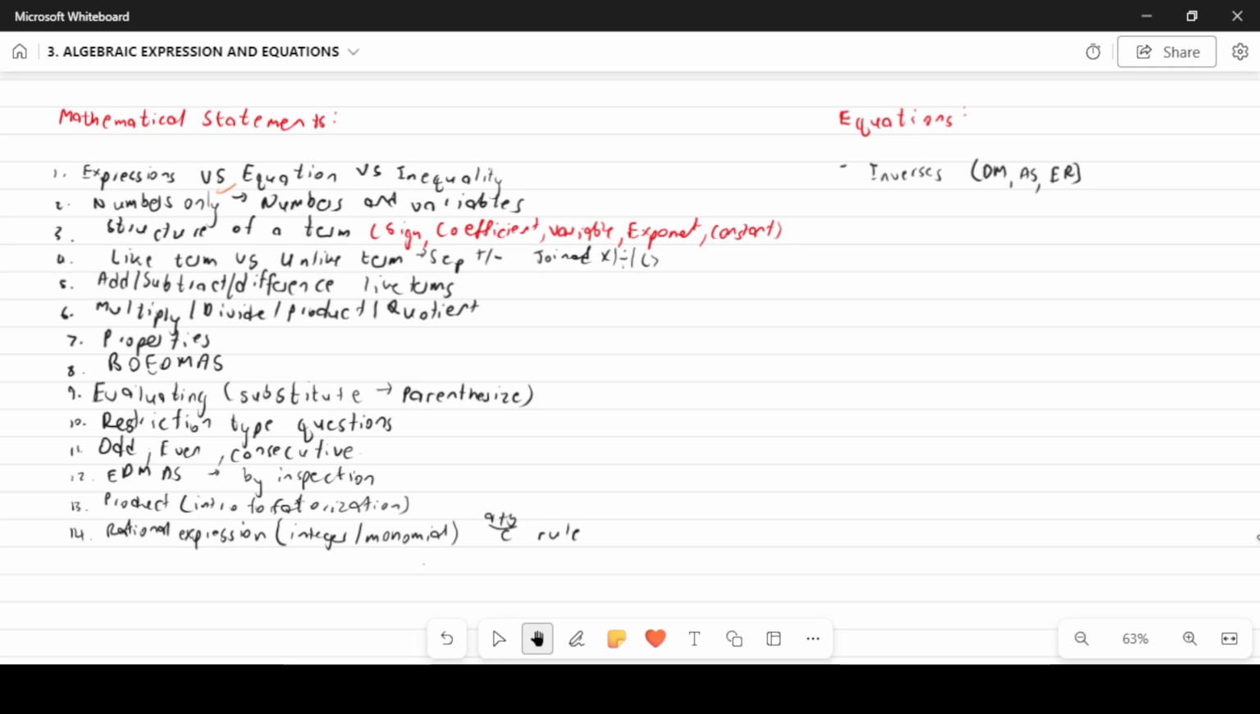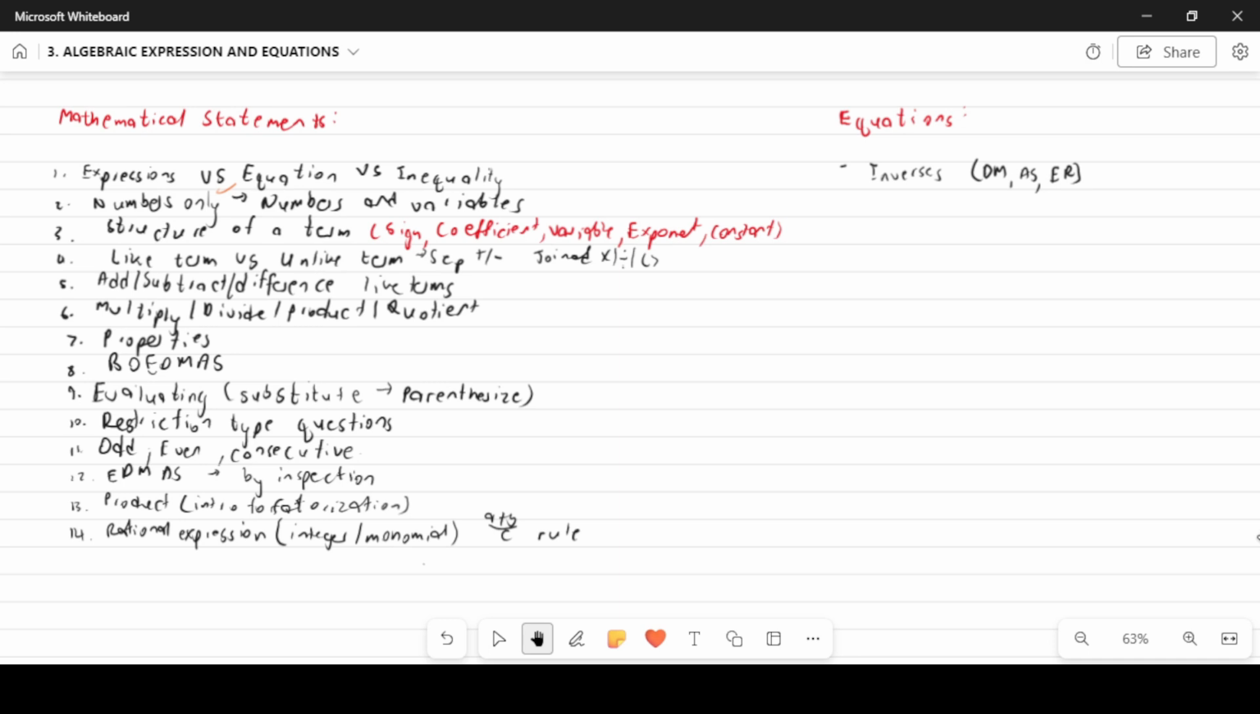I want you to write down these definitions for expressions, equations, and inequalities, because we're going to eventually get to them. It'll be good that you have the definitions so that you can always refer back to them. I'm not going to talk about the fourth type of mathematical statement that we work with, but I will talk about the first three.